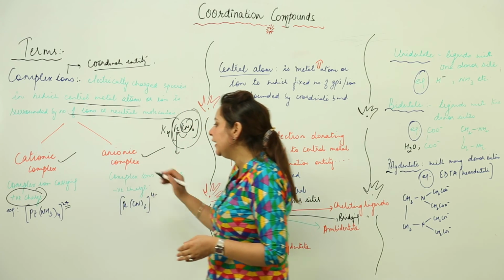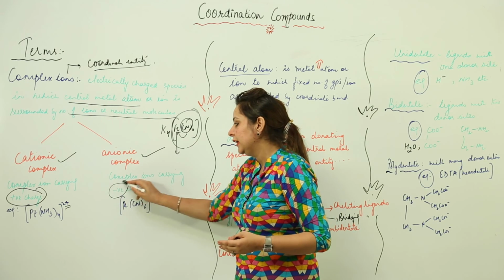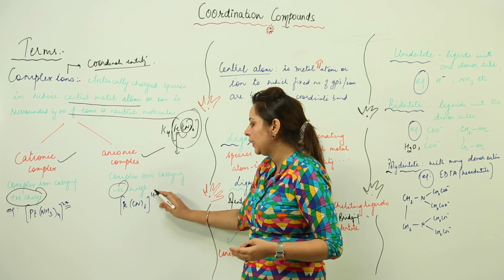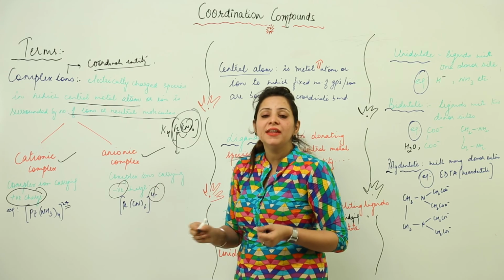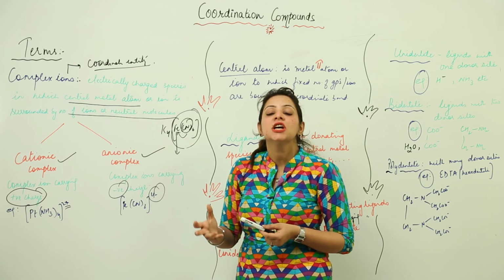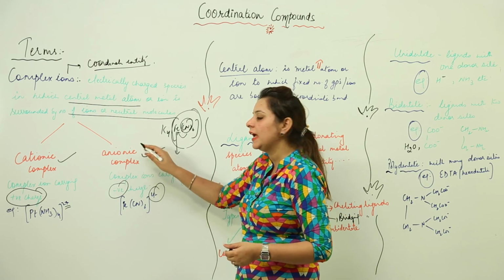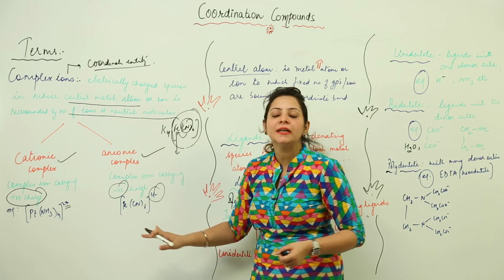And here the anionic complex, again the same thing, which possesses a negative charge, like [Fe(CN)6] 4-. So when there is a negative charge, it indicates obviously it is a complex ion again, but what is it? It is an anionic complex. So this is the complex ion.